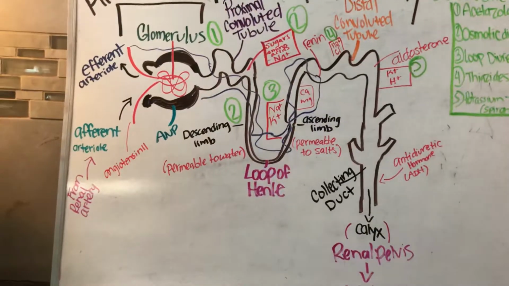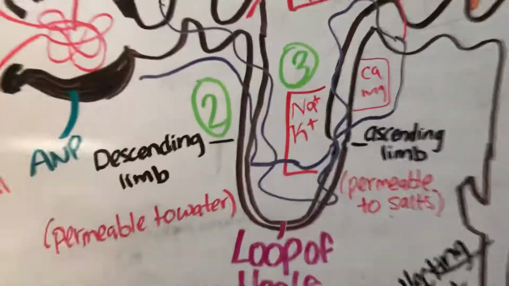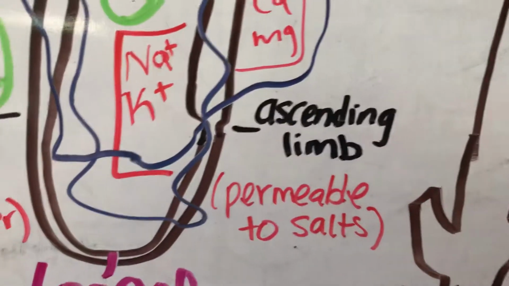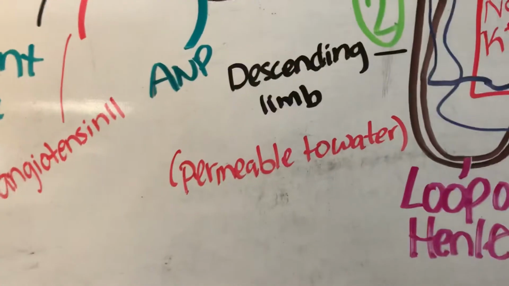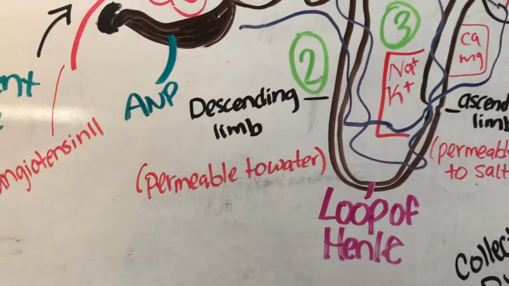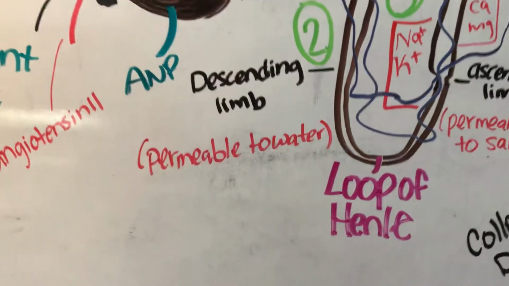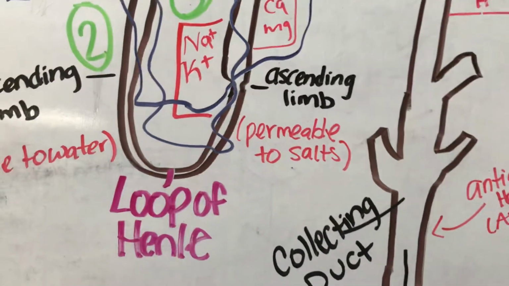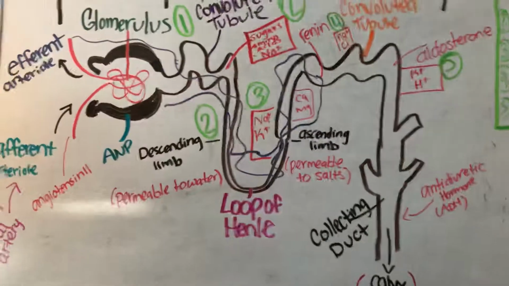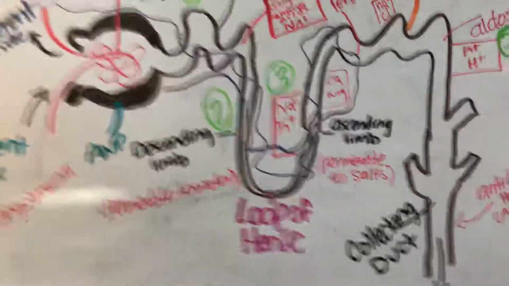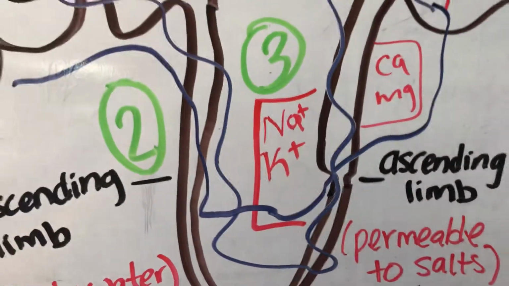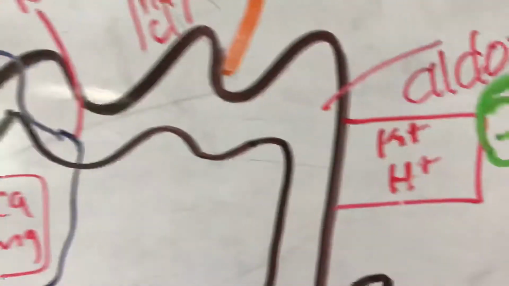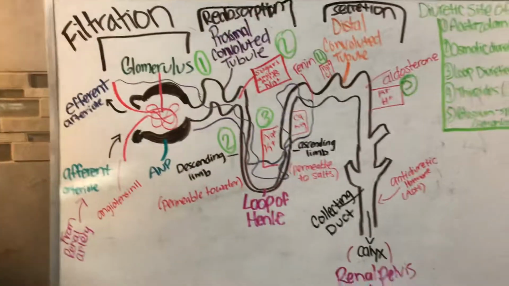So another thing that this diagram can show us is dealing with the descending limb and the ascending limb. So on the descending limb, it's permeable to water. And permeable, that just means that water can pass through. So water passes through in the descending limb. And then in the ascending limb, salts are able to pass through. So also on this diagram, we can see where some of our electrolytes, such as salt and potassium, are affected. Calcium and magnesium, salt and chloride, potassium and hydrogen.